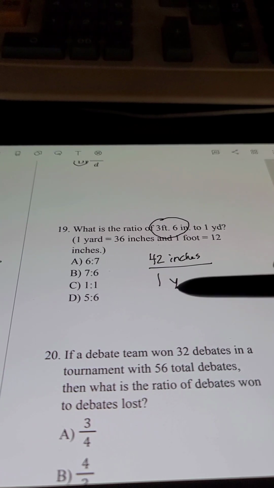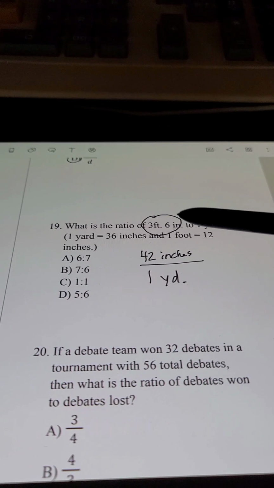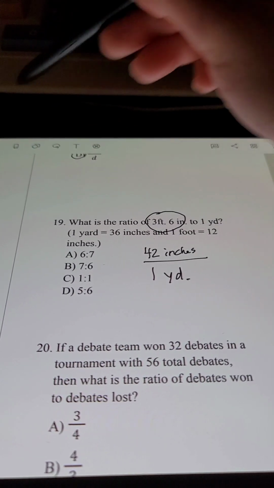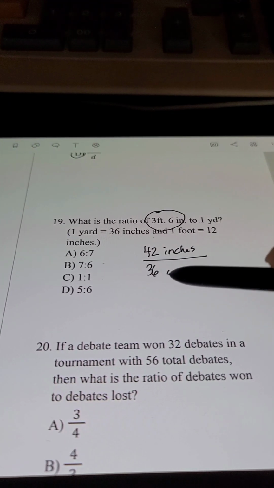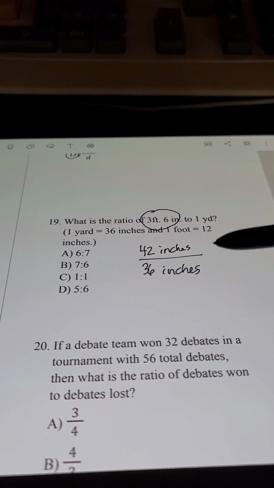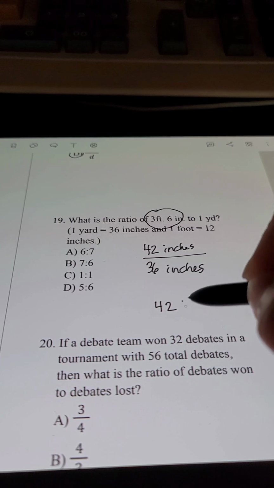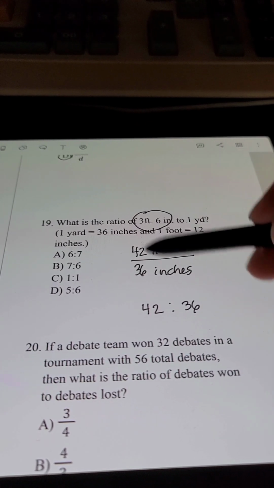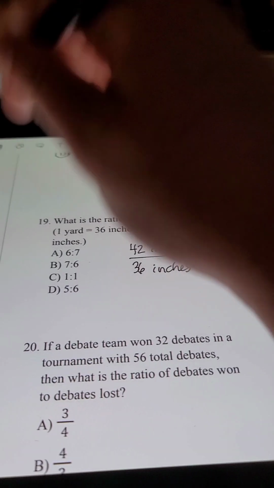to 1 yard. And then I know that 1 yard is the same thing as 36 inches. So now I'm going to put this as 36 inches. So now I have the same exact unit over the same exact unit, so I can form a ratio. So this, if I remove the fraction bar and just put like the dots for the ratio, would look like this. I like to first simplify it before I turn it into the ratio, but you could do it either way.